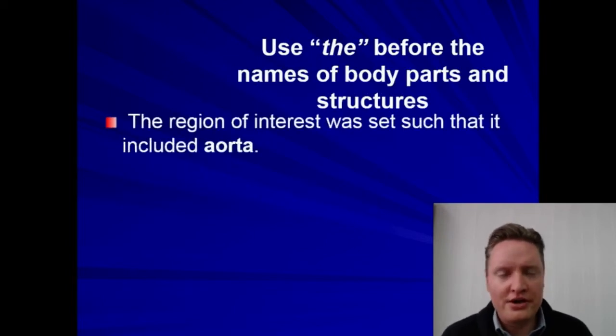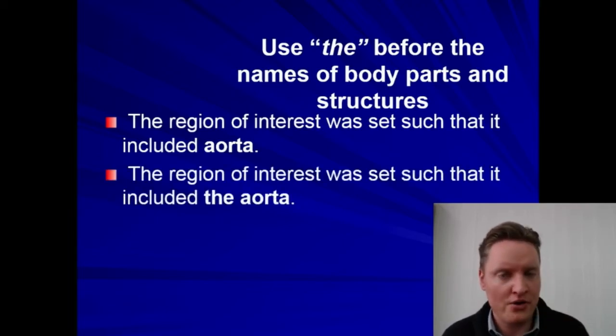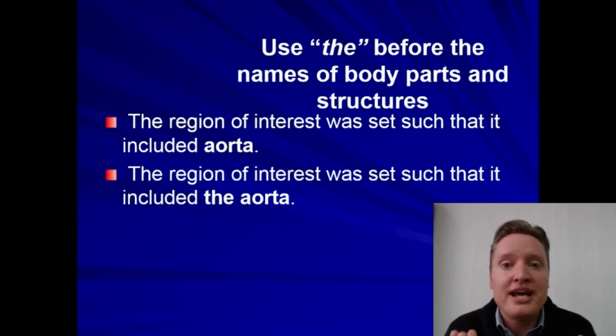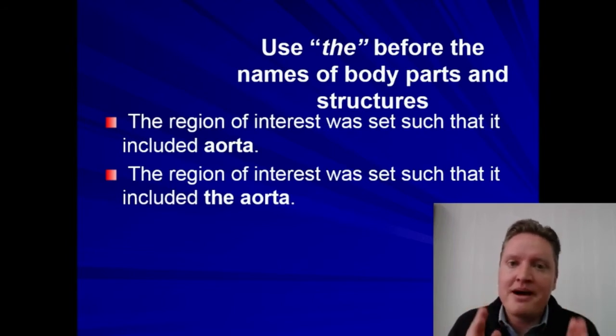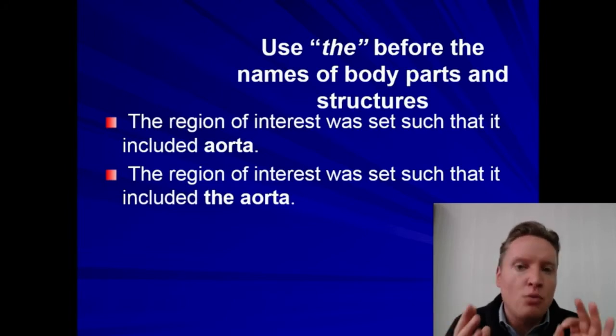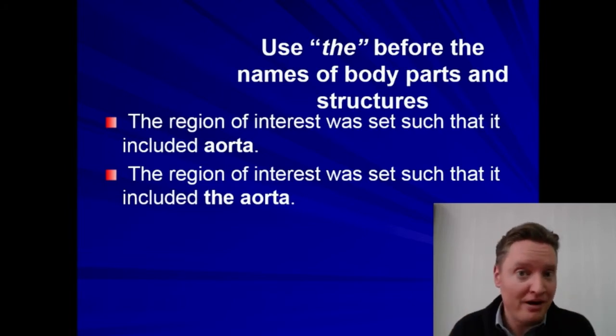Another rule with using articles is use the before the names of body parts and anatomical structures. For example, the region of interest was set such that it included aorta. Now, the aorta is part of the heart, and because it's part of the body, we don't say aorta, but the aorta, even if it's the first time we said it. I know usually we will introduce with a, but not here. Whenever you're talking about a body part, I guess because it's already very specific, in medical writing, we will put the before every body part.